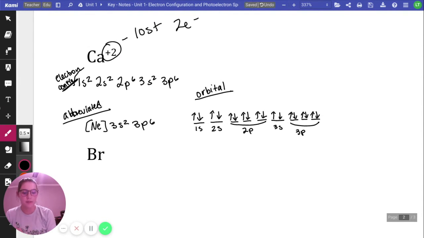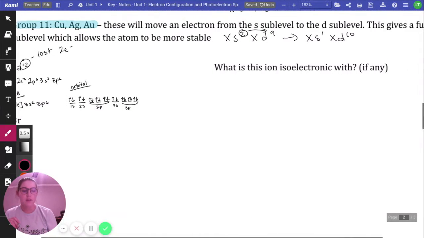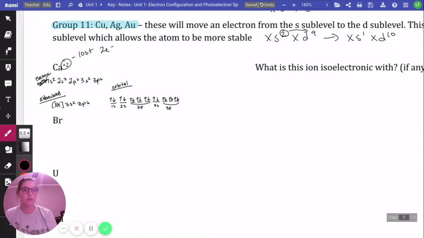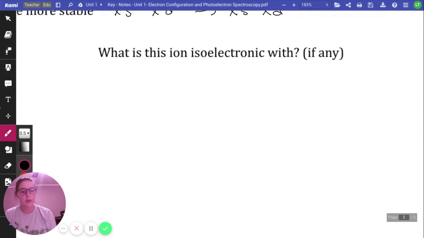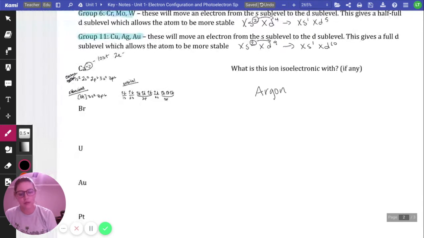And I'm not going to do all 3 for every single element here, but for this one, I thought I would show you guys all 3 since it's been probably a hot second since you've done electron configurations. All right, and then for this one, we have the question, what is this isoelectronic with, if any? So what does this have the same number of electrons and same configuration as? Well, hopefully by now you guys know it is argon. Because it only has 18 electrons, it's going to be isoelectronic with argon because it's going to have the same number of electrons as argon.